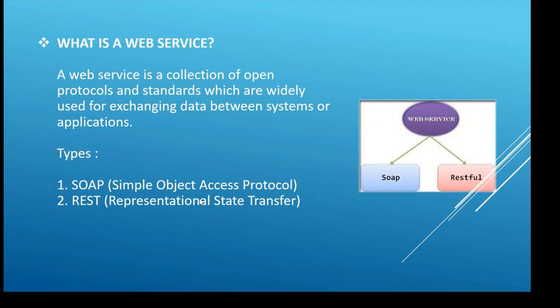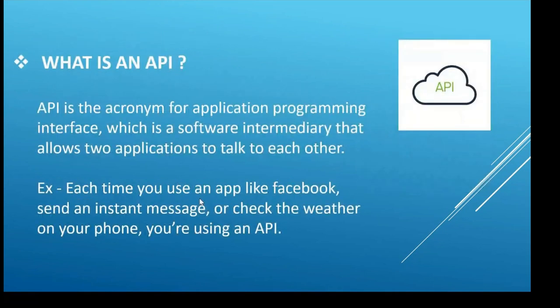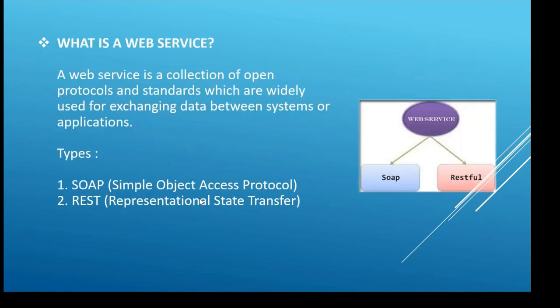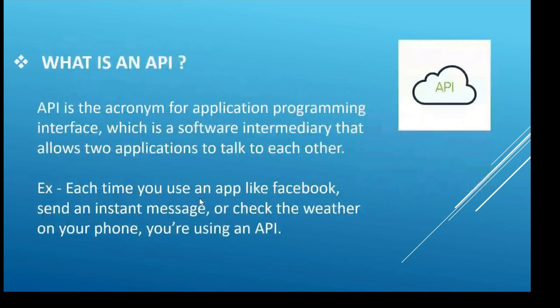You already mentioned that an API is used for allowing two applications to talk to each other, and a web service is also used to exchange data, talking between systems and applications. Then what is the exact difference between an API and a web service? In an API, we don't have certain rules or standards. It is free to use, and you can write it in your own way.